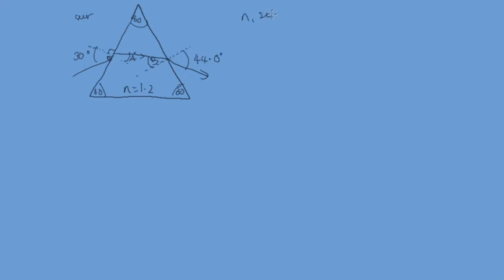So we know Snell's law. The n1 is just 1, the refractive index of air is just 1, so we've got sine 30 is going to be equal to 1.2 sine of angle A. So the sine of angle A will be equal to sine of 30 divided by 1.2. Working all that out, A will be 24.6 degrees.